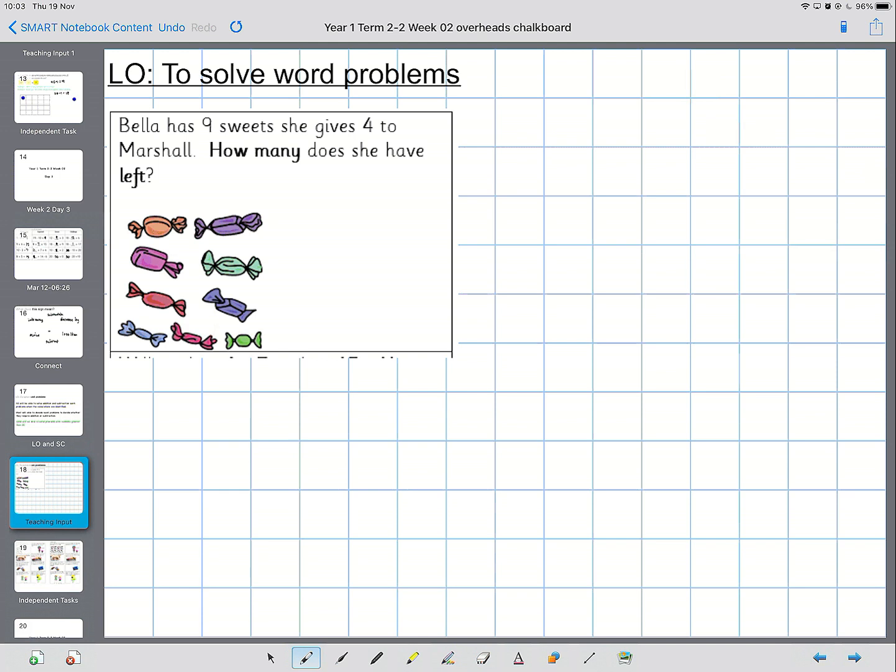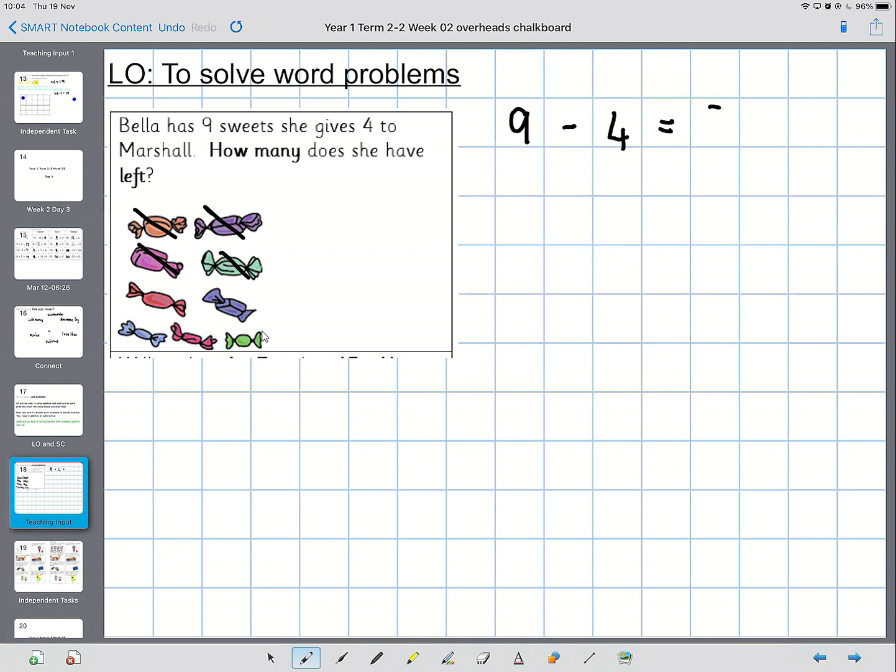So our first question is, Bella has 9 sweets. She gives 4 to Marshall. How many does she have left? I want you to decide whether that's an add or take away. So tell your grown up. Brilliant. You're right, it's a takeaway. So the sum is going to be 9 minus 4 equals something. Now, we've been given some pictures to help us, and that will apply to virtually all of these questions. So we've got 9, and we're going to take away 4. Let's do that. 1, 2, 3, 4. So how many are left? 1, 2, 3, 4, 5.